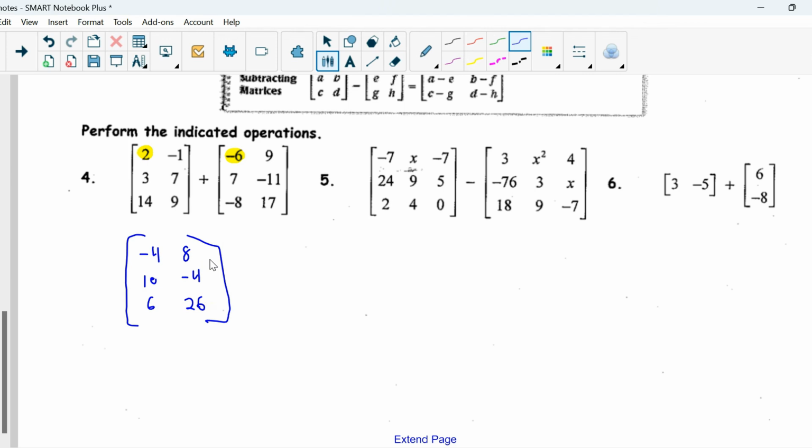Okay, you can do that same exact steps with subtraction, but instead of adding, you would obviously subtract. But let's take a look at number 6.